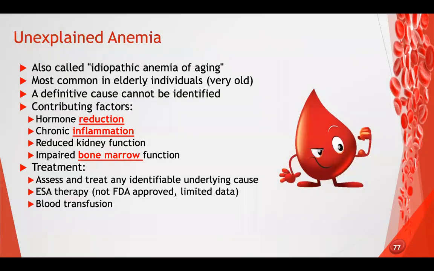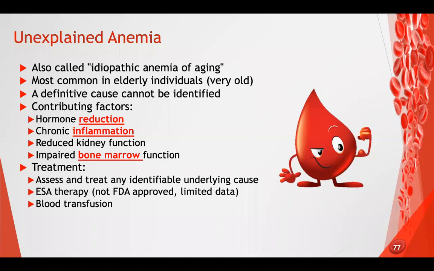And the last type of anemia is going to be the unexplained anemia, where we typically don't have any cause, we can't identify anything. It's also called idiopathic anemia of aging, and it occurs most commonly in the very old individuals. So remember, the most common anemia in our geriatric population will be the iron deficiency anemia, and the most common cause for iron deficiency anemia will be bleeding. But with our older population, the unexplained anemia is the most common.